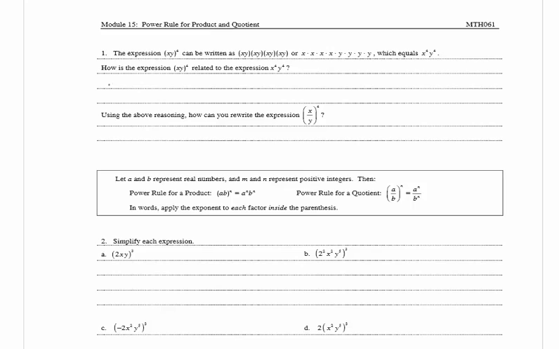And then it asks, how is the expression xy to the fourth related to the expression x to the fourth y to the fourth? And the expressions are related because the outside exponent is applied to each factor.